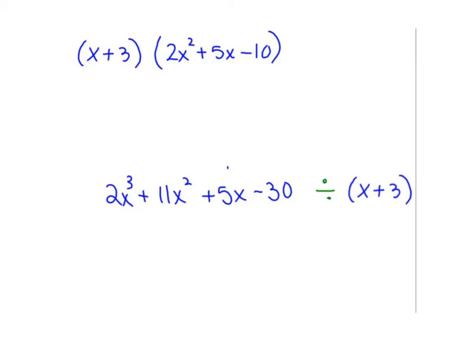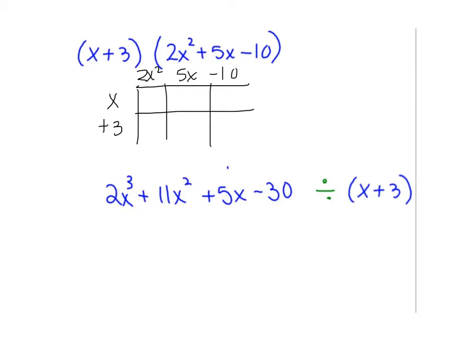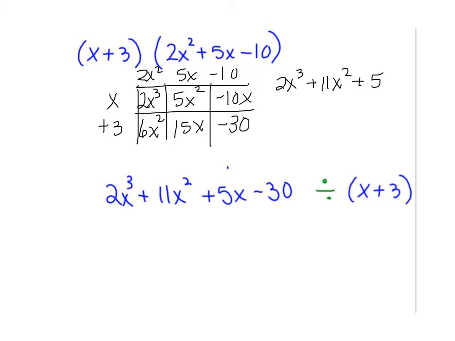Okay, so in the last video, we multiplied two polynomials together. I'm going to use the box method to do that. So I've got 2x squared plus 5x minus 10. Then I'm going to multiply. So I have 2x to the third, 5x squared, negative 10x. Then I have 6x squared, 15x, minus 30. When I write this out, I'm going to have 2x to the third plus 11x squared plus 5x minus 30. That should look familiar, because that's what this is. In other words, if I multiply this factor times this factor, I get this answer.